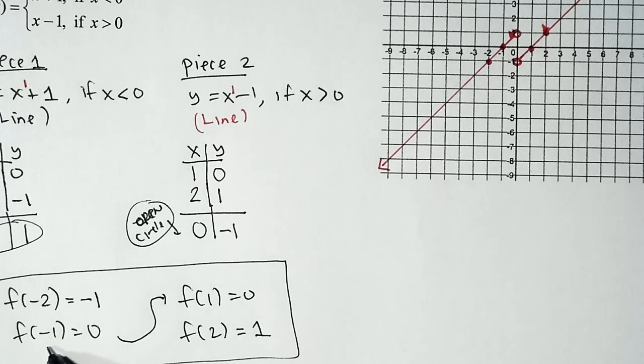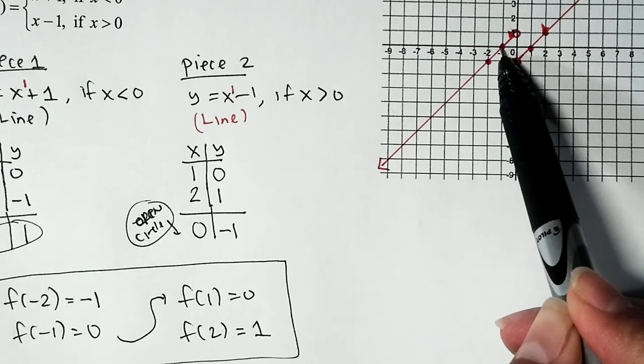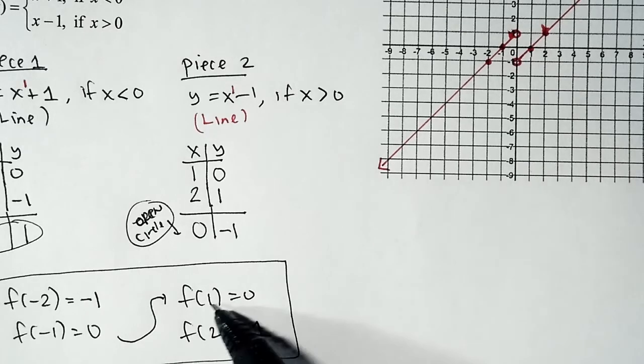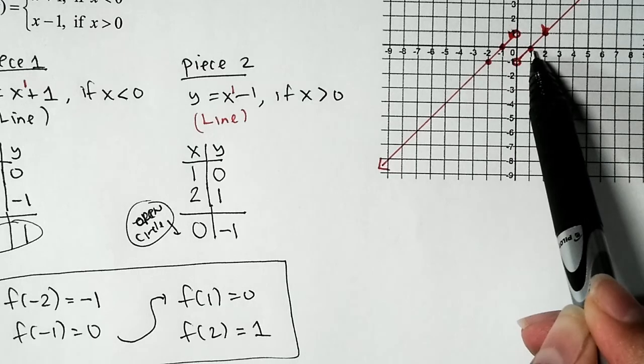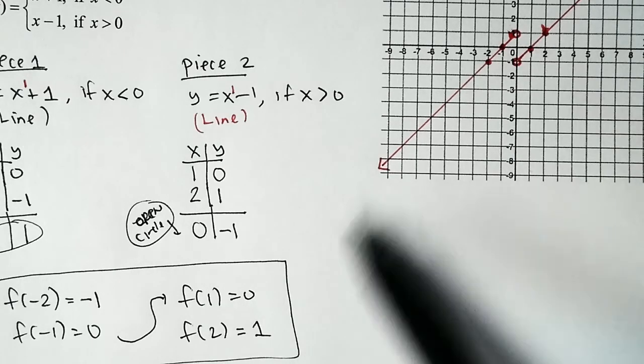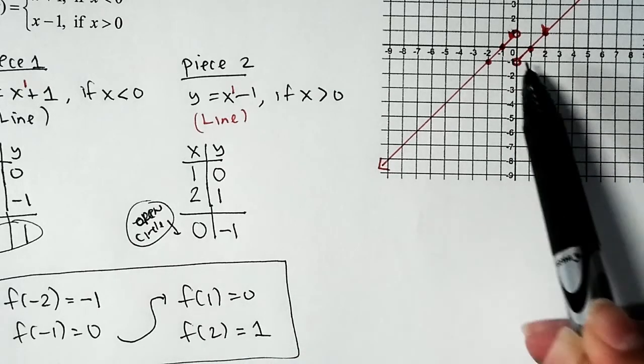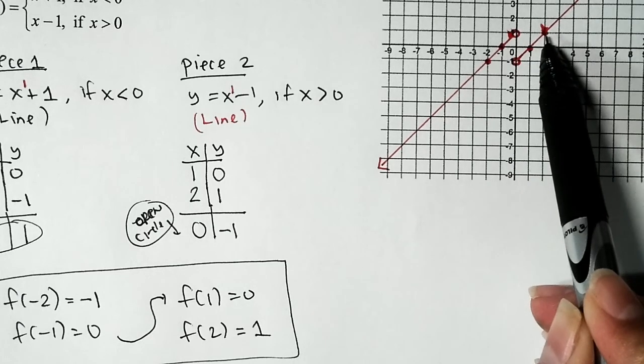When x is -1, the function value should be 0. Cool. When x is 1, the function value should also be 0. When x is 2, the function value should be 1.